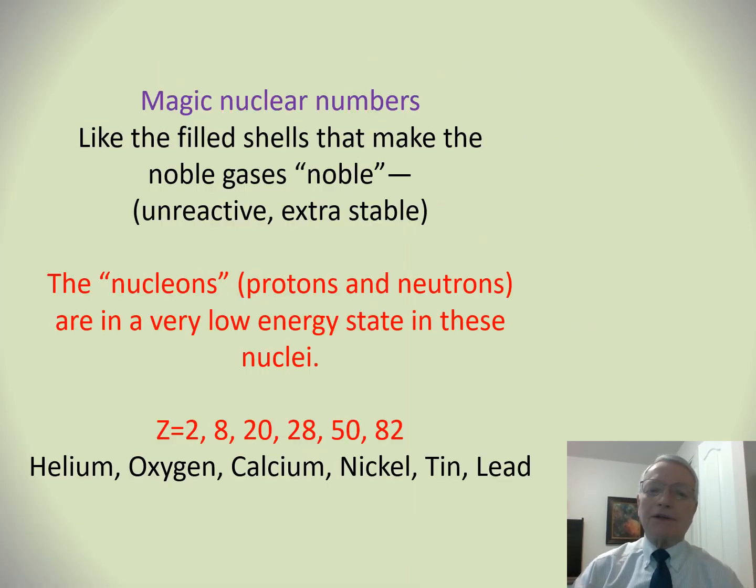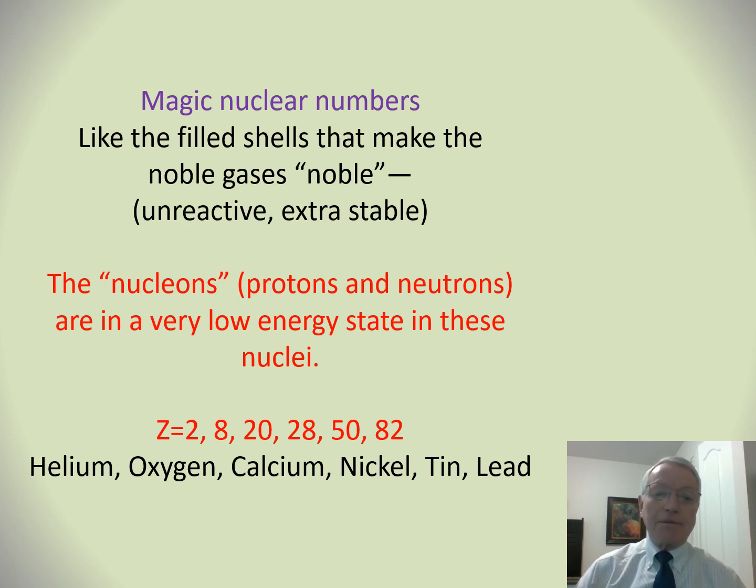There are some magic nuclear numbers. Just like the filled shells that make the noble gases in the periodic table noble, way over there on the right side of the periodic table, you have helium and neon, argon, krypton, and xenon. They're very unreactive because they're very stable. They just don't want to share electrons with anybody else. Well, a similar thing happens in the nucleus, where the protons and the neutrons just settle into a filled shell state, and they're very happy.